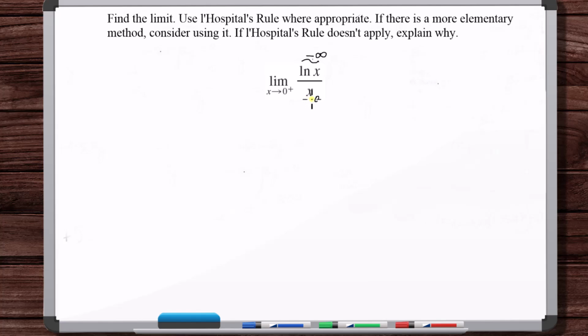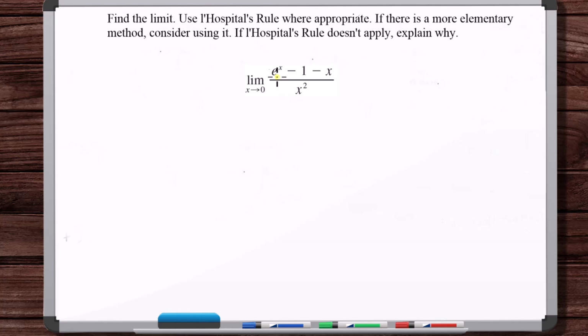Now, is this 0 a very tiny positive number or a very tiny negative number? Well, we're approaching 0 from the right, so this is a tiny positive number. So this limit is an enormous negative number divided by a tiny positive number, which is an enormous negative number.